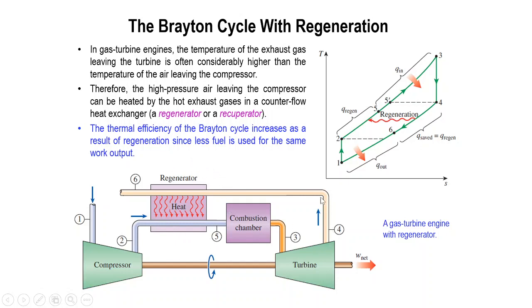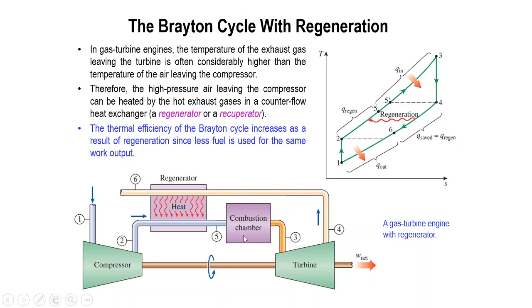The heat from the turbine exhaust will be used to reheat the air before entering the combustion chamber, not before entering the compressor, because we would tear down all the compressor components. It is placed after the compressor. The thermal efficiency of the Brayton cycle increases as a result of regeneration, since less fuel is used for the same work output because the temperature is high.